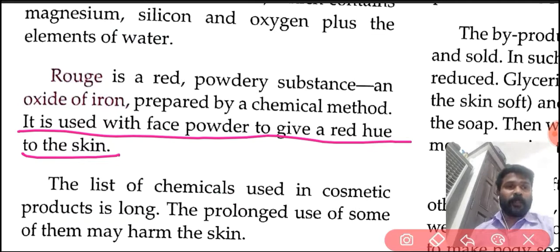We use face powder at the time of programs, cultural programs, especially dances and skits. Face powder contains rogue, a red powdery substance containing oxides of iron. It is used with the face powder to give a red hue to the skin.